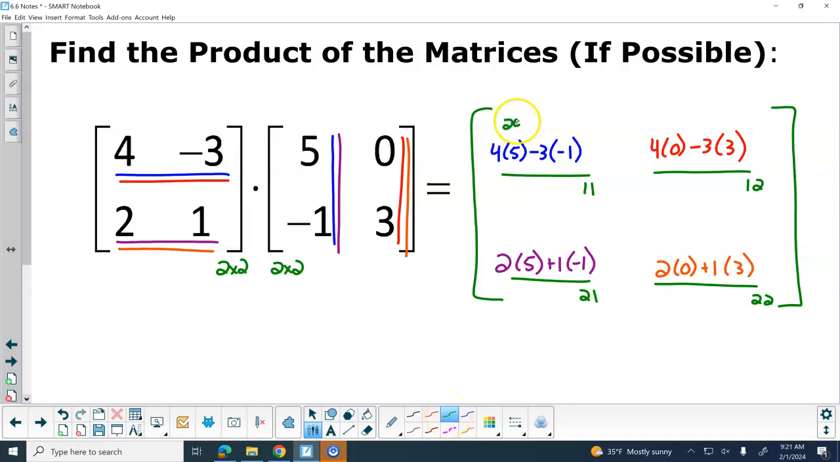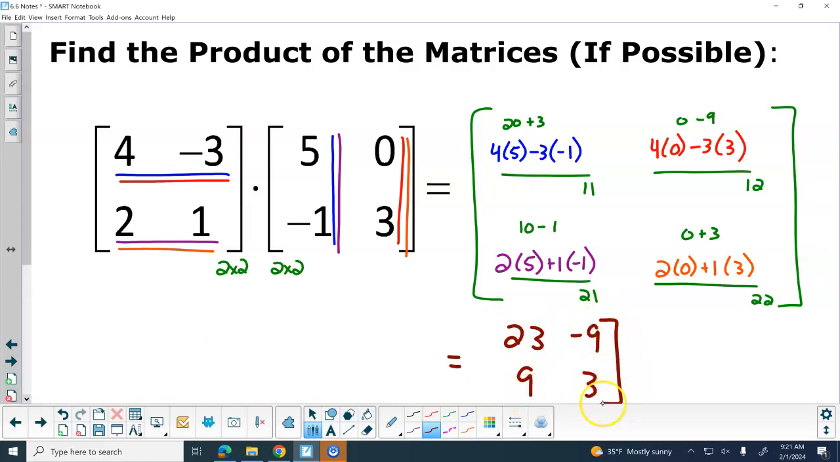This is 20 plus 3. This is 0 minus 9. This is 10 minus 1. This is 0 plus 3. So my 2 by 2 result is going to be the matrix 23, negative 9, positive 9, positive 3.